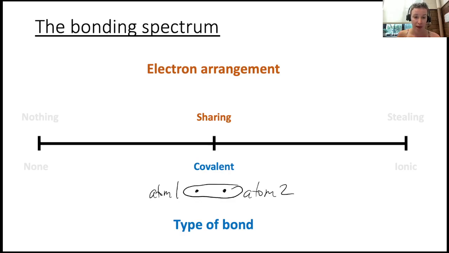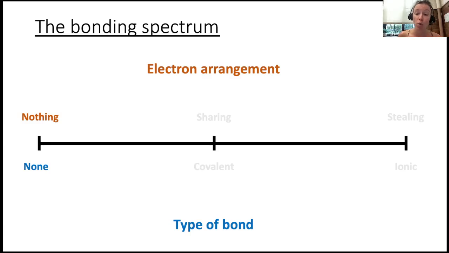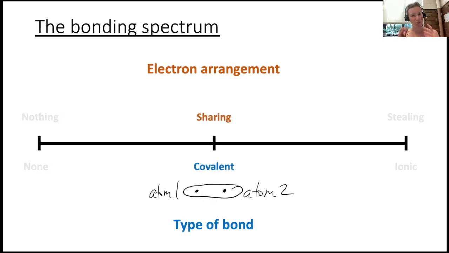If we compared that with, let's say, no bonding, folks, we could understand that atom 1 has its own electron and atom 2 has its own electron, kind of off on its own, as opposed to this nice sharing in a covalent bond.